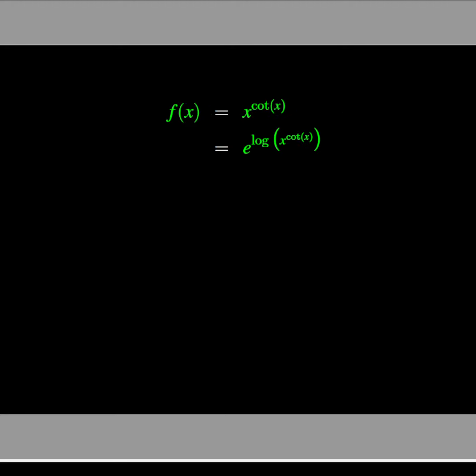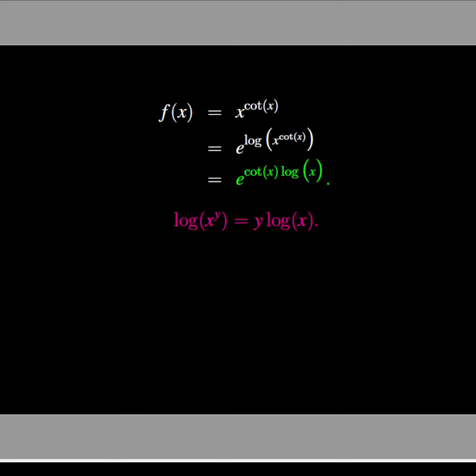Thus, we express f of x as exponential of logarithm of x to the power cotangent of x. Using the properties of the exponential and the logarithm, we see that f of x equals exponential of cotangent of x times logarithm of x. In fact, we are using the fact that the logarithm of x to the power y is equal to y times the logarithm of x.